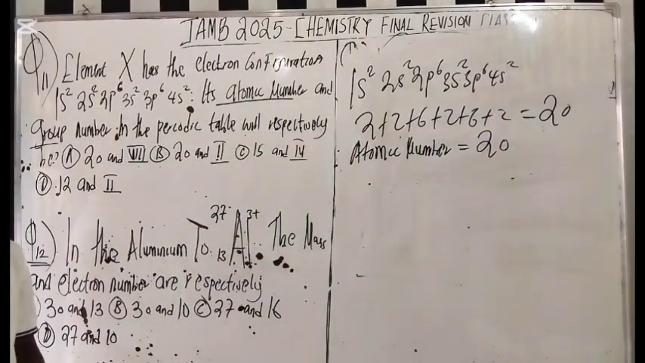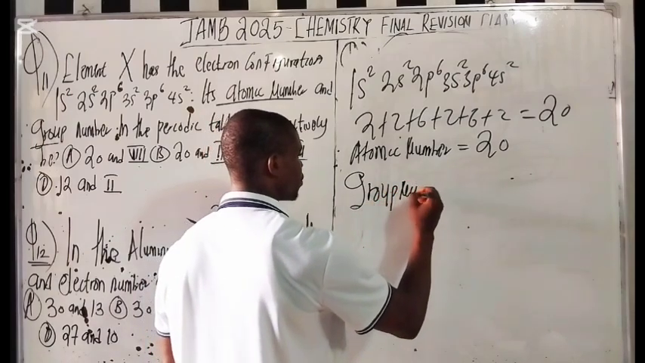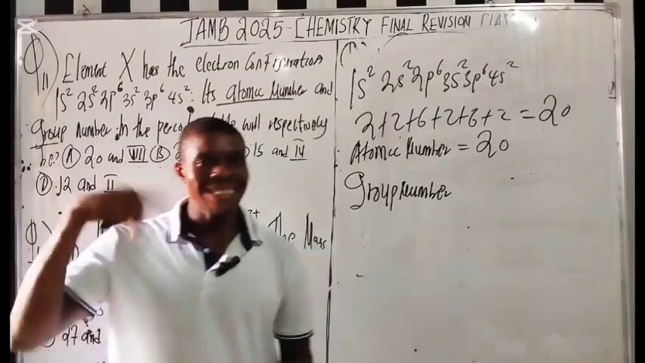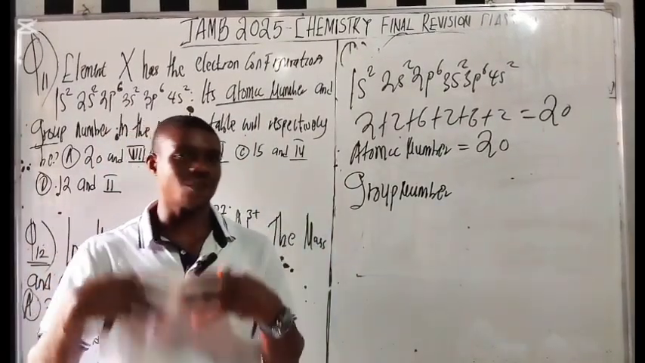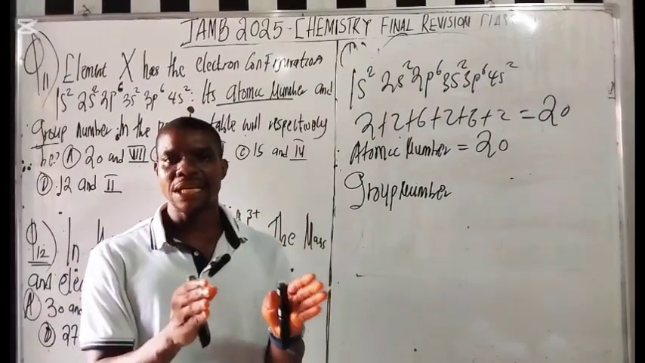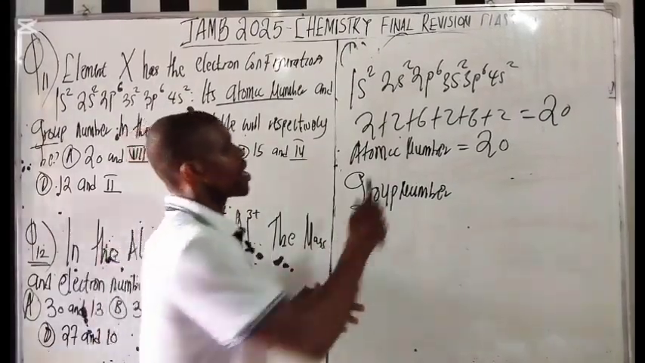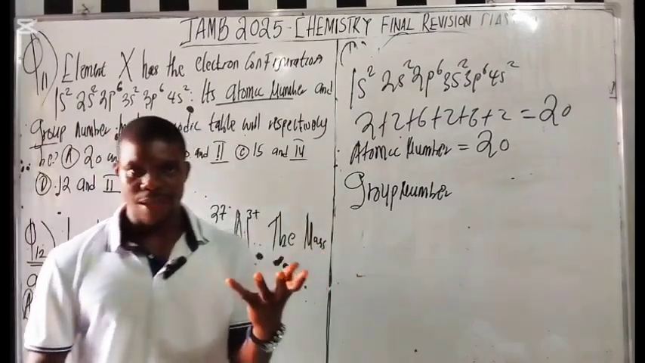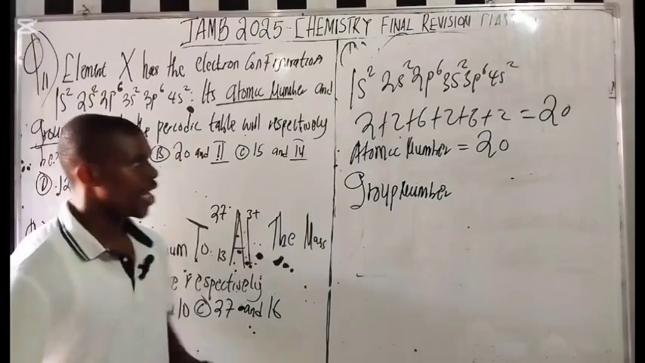Now, how do you get the group number? To get the group number is very easy. You look at the highest energy level. The number of electrons in the highest energy level is the group number. Do you understand? When you are determining the group number of any element, once you have written the electron configuration, it's very easy. Look at the highest energy level and sum up all the electrons in the highest energy level.